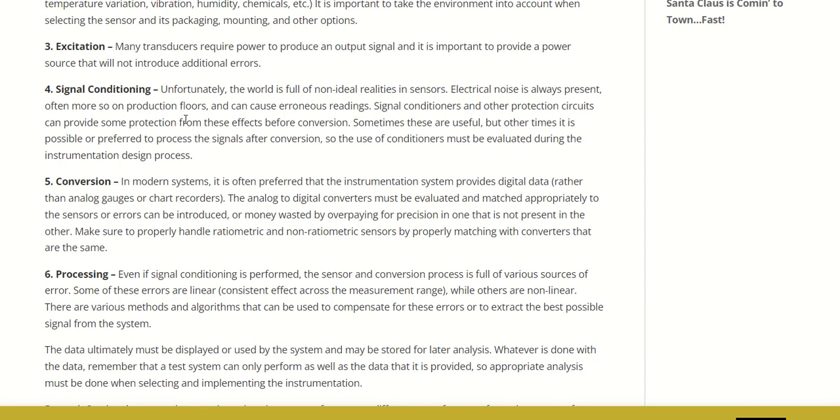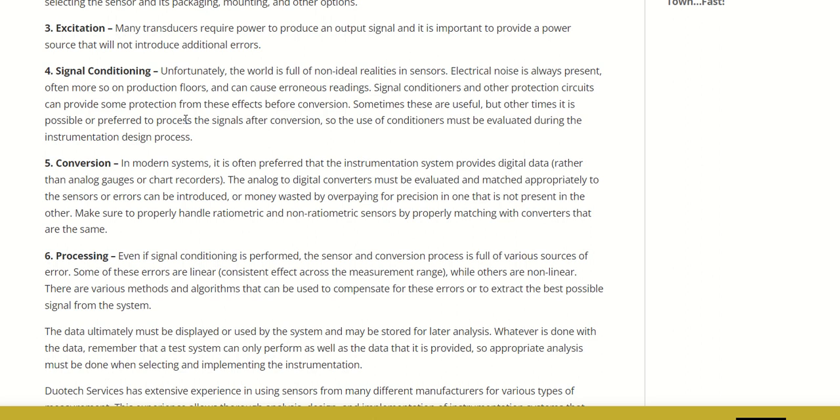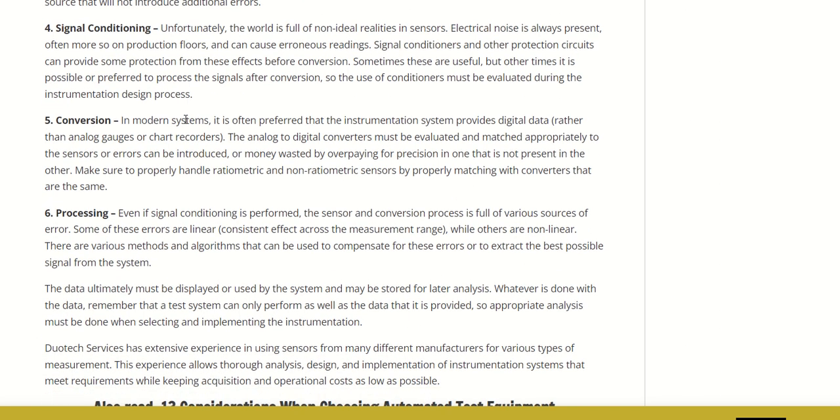So the data ultimately must be displayed or used by the system and may be stored for later analysis. And whatever is done with that data, always remember this, that a test system can only perform as well as the data that is being provided. So appropriate analysis must be done when selecting and implementing the instrumentation.